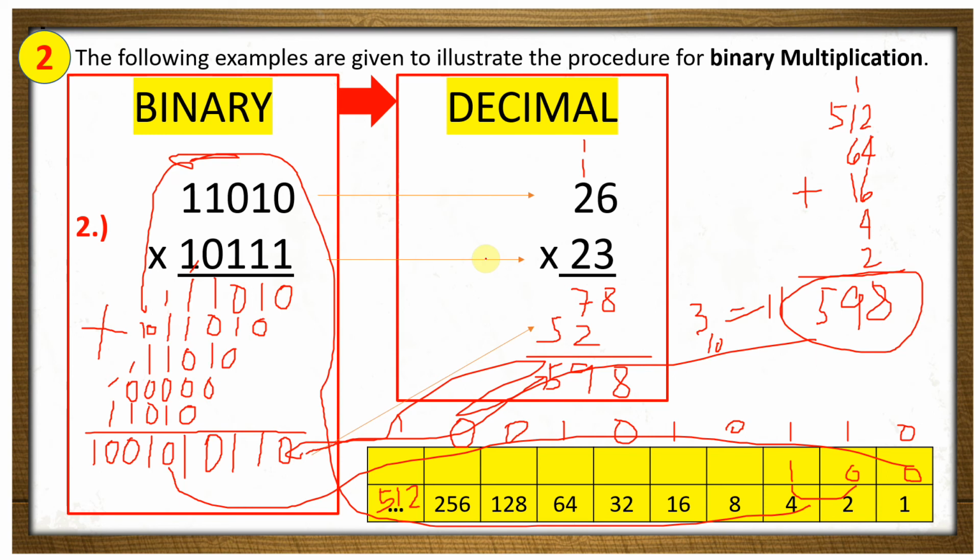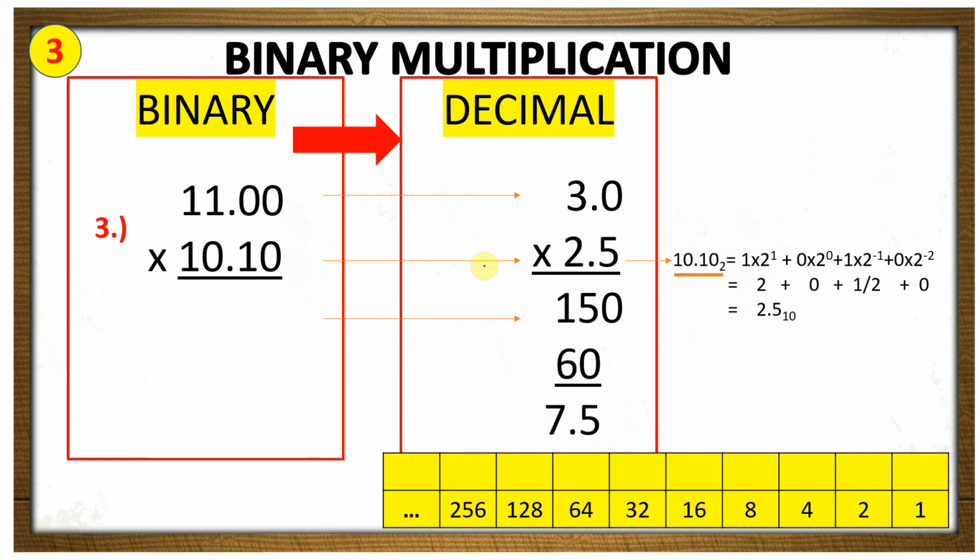Let us have another example, the fractional part for binary multiplication. So here let us multiply 0 times 0 is equal to 0. Any number multiplied by 0 is equal to 0, so just simply write four zeros here. Next, this one, 1 times 0 is equal to 0. 1 times 0 is equal to 0. 1 times 1 is equal to 1.